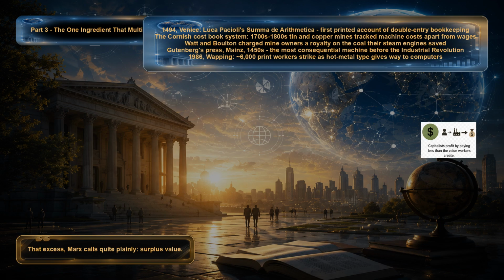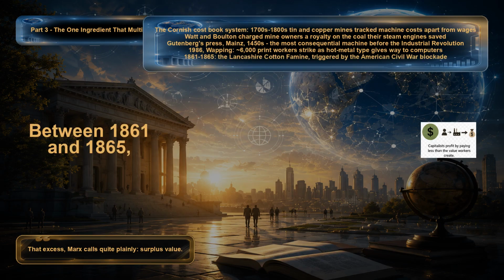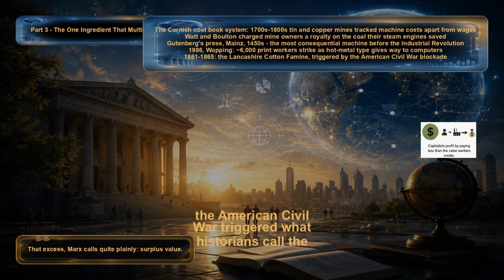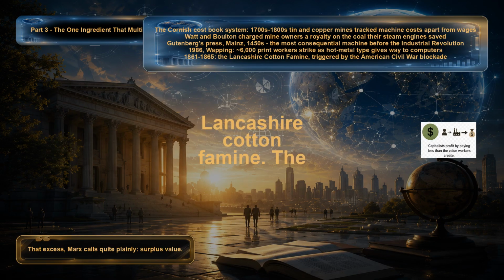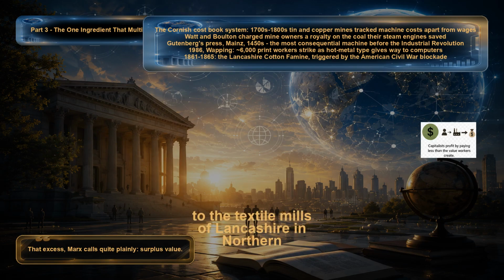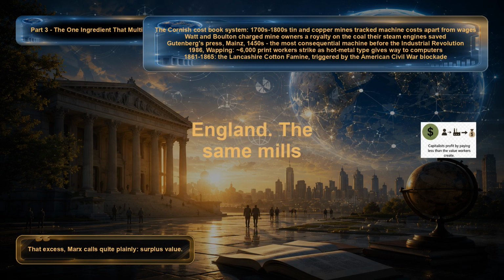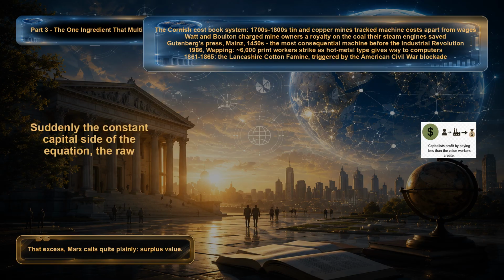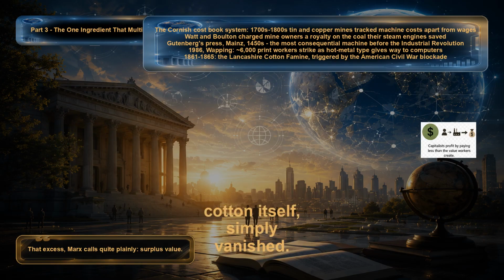Is there a moment in history where you could actually watch this gap disappear, where the constant capital side of the equation broke down, and you could see exactly what happened when it did? There is, and it happened in Marx's own lifetime, in the very industry he uses for his example. Between 1861 and 1865, the American Civil War triggered what historians call the Lancashire Cotton Famine. The Union naval blockade of Confederate ports cut off the supply of raw American cotton to the textile mills of Lancashire in northern England, the same mills Marx had in mind writing this very chapter. Suddenly, the constant capital side of the equation, the raw cotton itself, simply vanished.